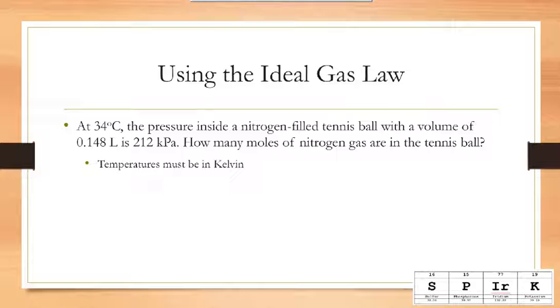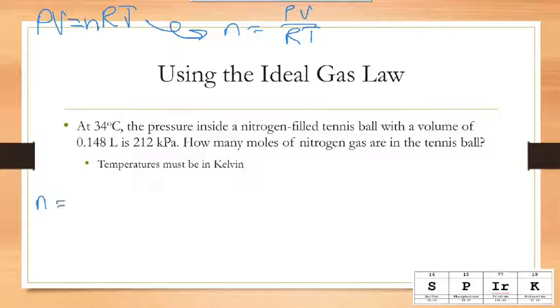So we know that our ideal gas law is PV equals nRT. And the question says how many moles of nitrogen gas are in the tennis ball. So we're going to solve for N. So we're just going to algebraically solve for N. So we would get PV over RT is equal to N. And now we can plug in our values.